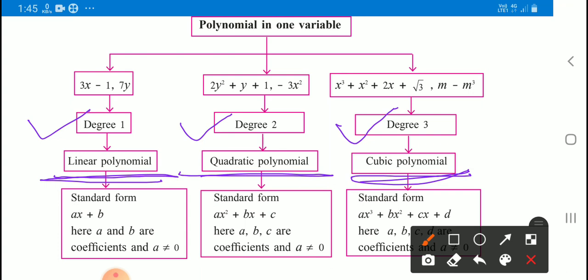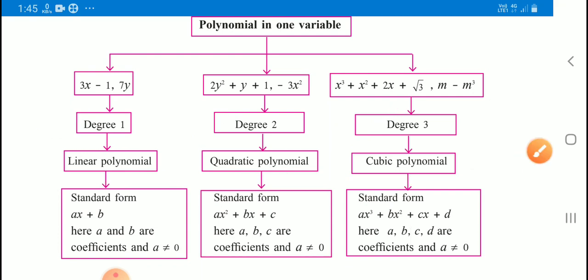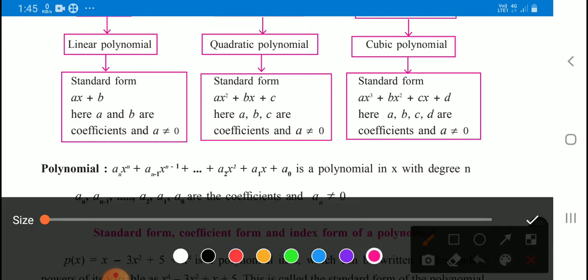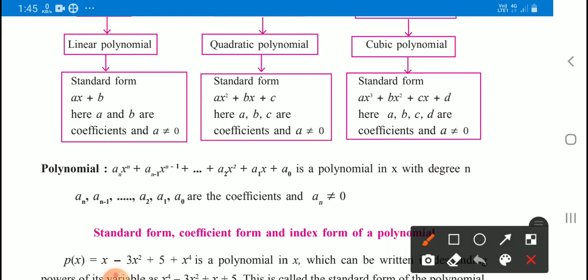Okay, now we will see the standard forms of the linear polynomial, quadratic polynomial and the cubic polynomial. See here, the standard form of the linear polynomial is ax plus b. Here a and b are coefficients and a should not be 0. If a is 0, then only b remains, and that is not a linear polynomial, because linear polynomial we write in the form ax plus b.